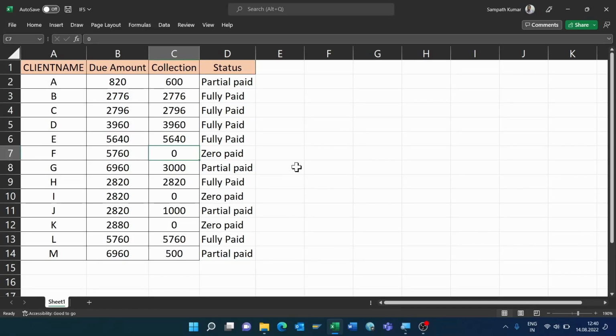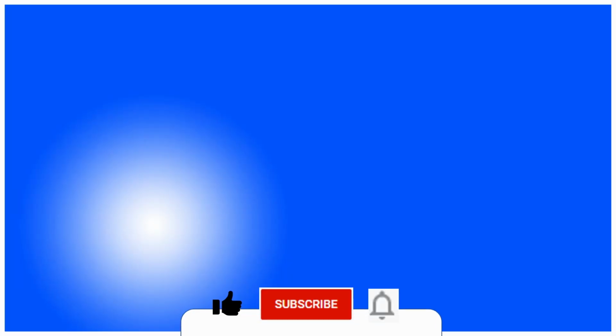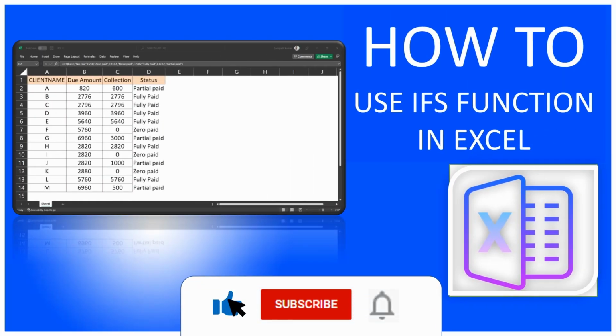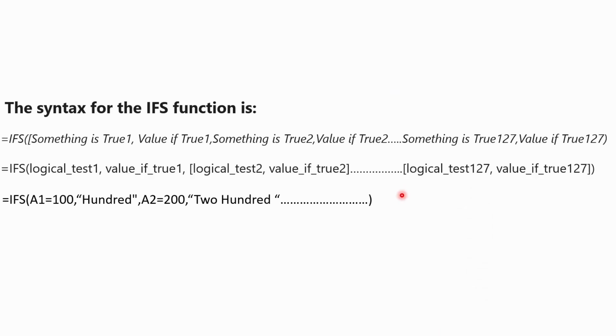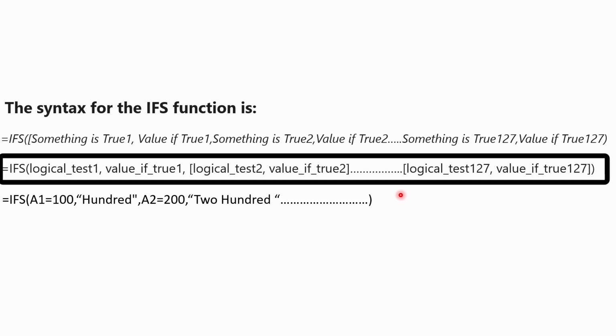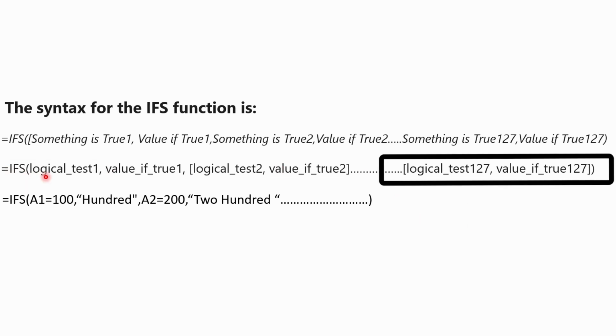Hi all, in today's video tutorial I am going to show the IFS function in Microsoft Excel. In Microsoft Excel, before we use any function, we should understand the syntax of that function. This is the syntax of the IFS function. Here we can write a total of 127 conditions.